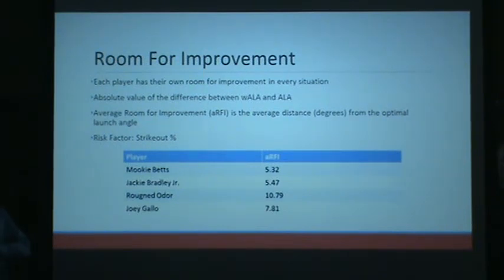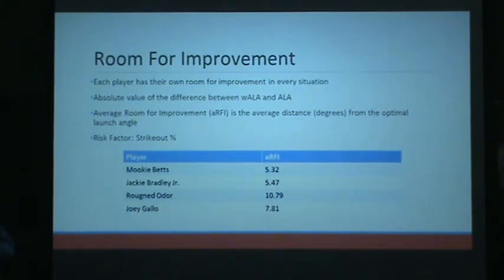But we didn't really like the optimal launch angle batting average projections, which is what they asked for, because it was a little ridiculous at 500. No one's ever going to hit 500. So what we looked at instead was what we call room for improvement. It's the difference between their personal optimal in any given situation and what their actual launch angle is in that situation. So the absolute value of the difference, meaning we don't take into account negatives, just the actual average difference. So we call it average room for improvement.